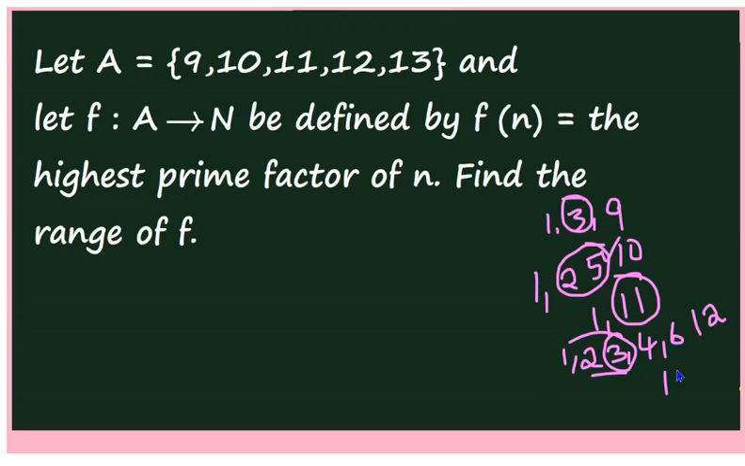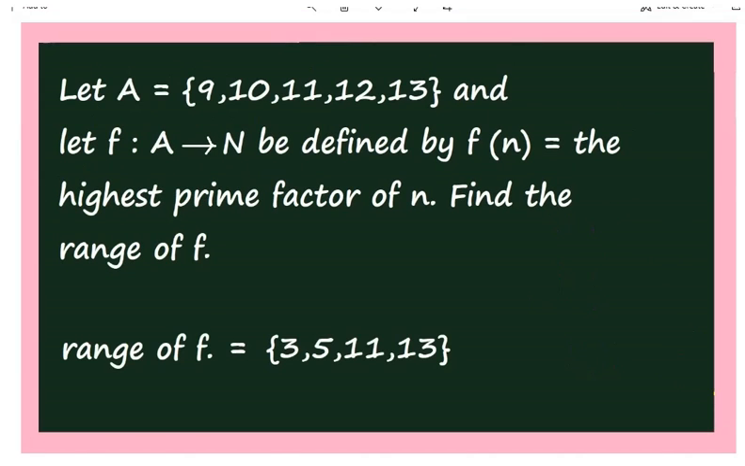13, because the factors of 13 are 1 and 13, and the prime factor is 13. That's why we will have the image set 3, 5, 11, 3 and 13. Here 3 is repeated, you have to write it only once. You know that while writing a set, if an element repeats, you write it only once, and therefore the range of f is {3, 5, 11, 13}.